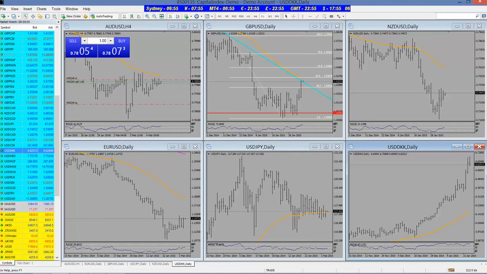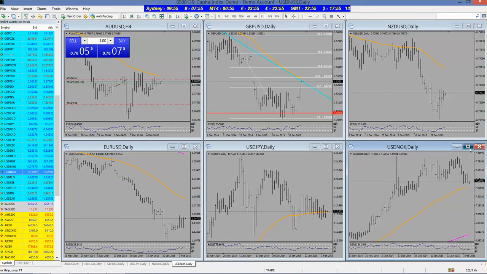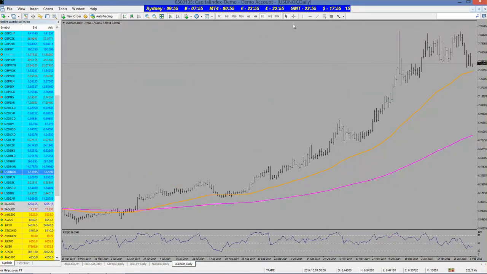NOK is ranging. I'd like to buy dollar NOK if I could. I think oil's got further to fall. Waiting on NOK to see some more buying. It tried to get some buying yesterday, 2 days ago, and then it failed. So I need to see a bit more buying, and then I'll be looking to get long that one.